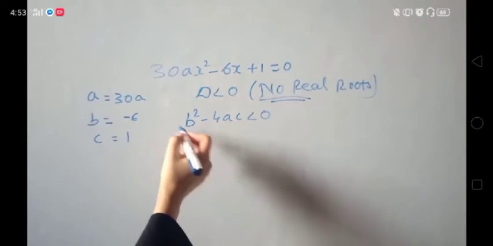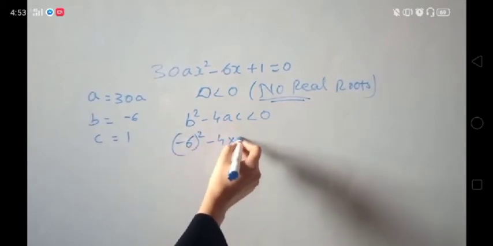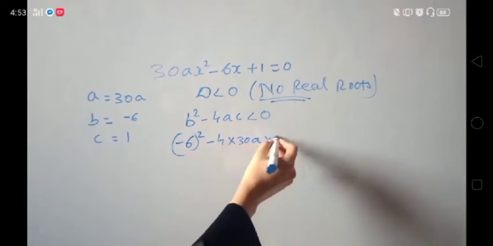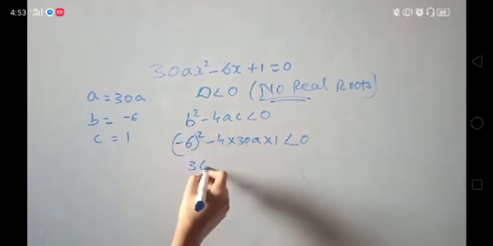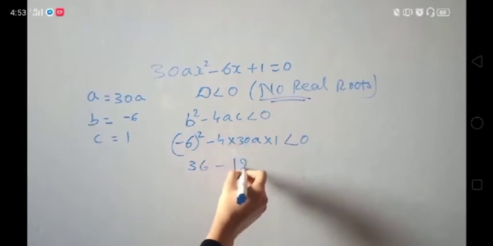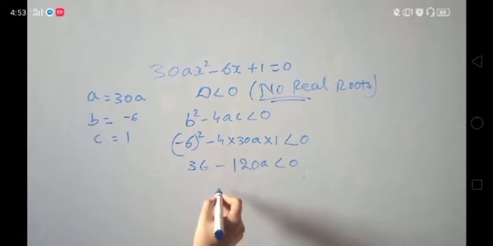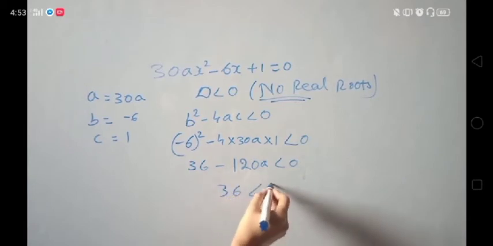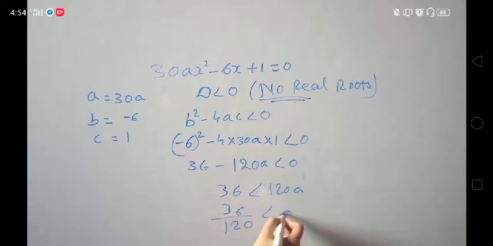So substitute the values: b squared, that is minus 6 whole squared, minus 4 into a value, which is 30a, into c value, which is 1, less than 0. Minus into minus is plus, 6 sixes are 36, minus 30 into 4 is 120a, less than 0. Take 120a to the other side: 36 is less than 120a, so 36 upon 120 is less than a.